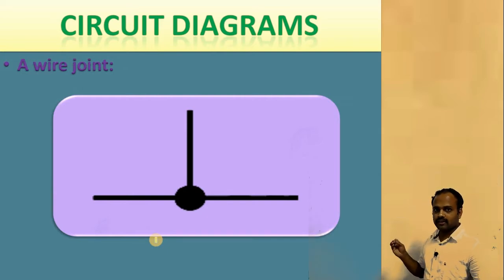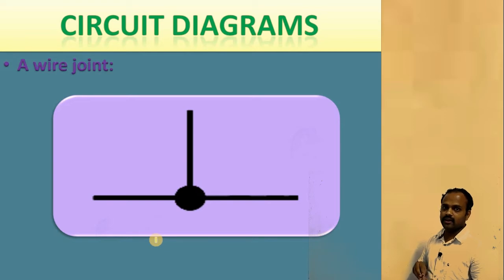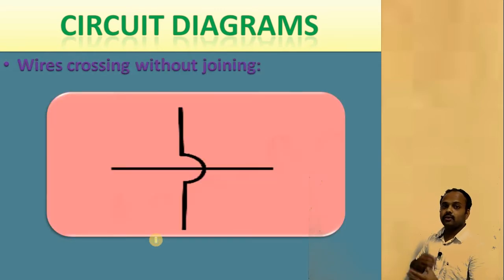If two or more wires come and are joined there, combined there, that is a wire joint. Here three wires are joined. Next, wire crossing without joining. One wire is bent over another wire and it is moving. This type of symbol is called wire crossing without joining.